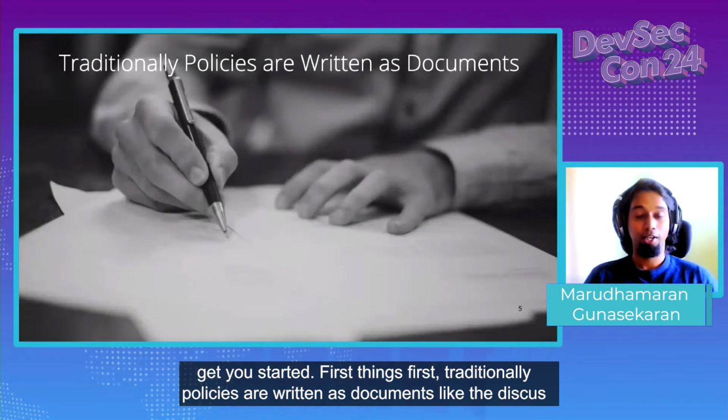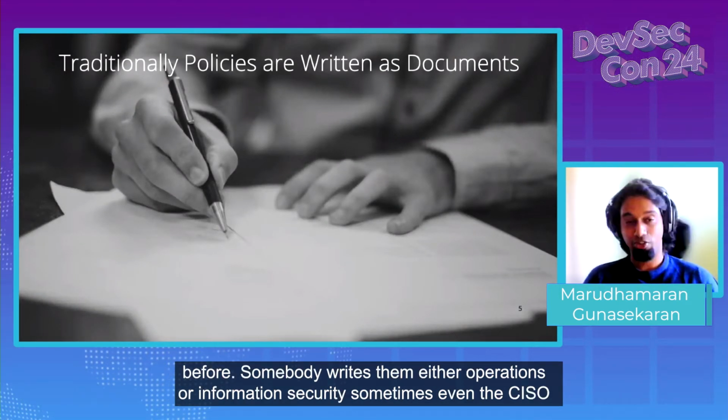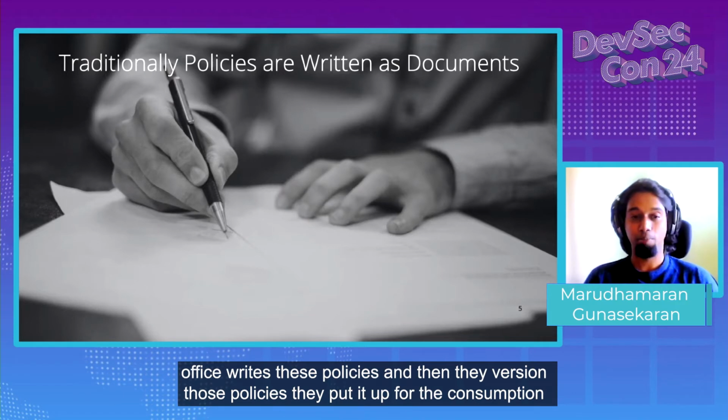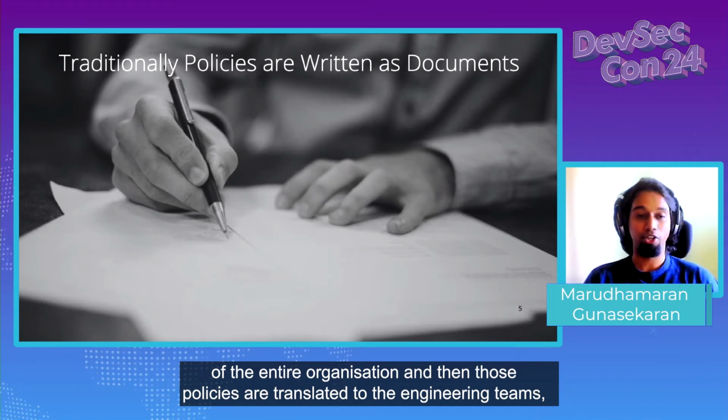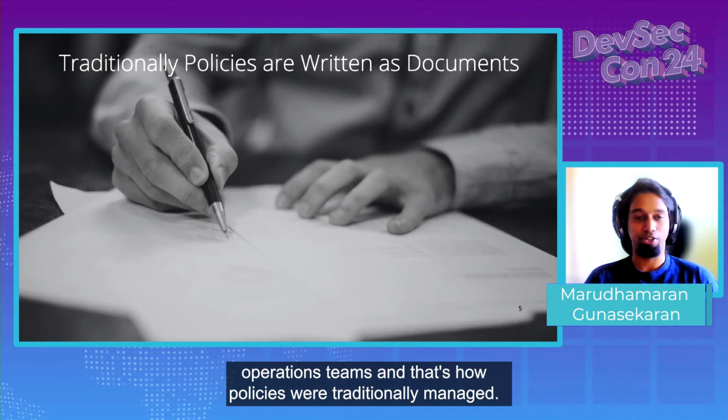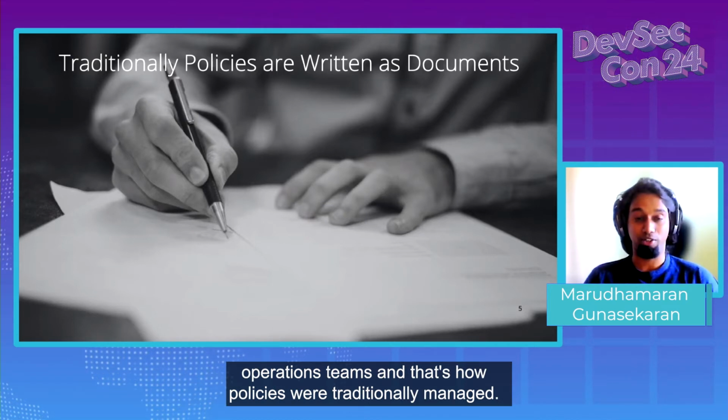First things first, traditionally policies are written as documents, like we discussed before. Somebody writes them, either operations or information security. Sometimes even the CISO office writes these policies, and then they version those policies and put them up for the consumption of the entire organization. And then those policies are translated to the engineering teams and operations teams, and that's how policies were traditionally managed.